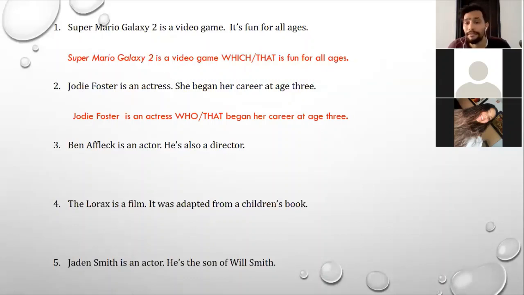What is the relative clause? Who or that began her career at age 3. Miss, repeat after me. Career. Career. All right, that's different than career, right? Career. Okay, good. Is it object or subject? Subject. Subject. And is it defining or non-defining?